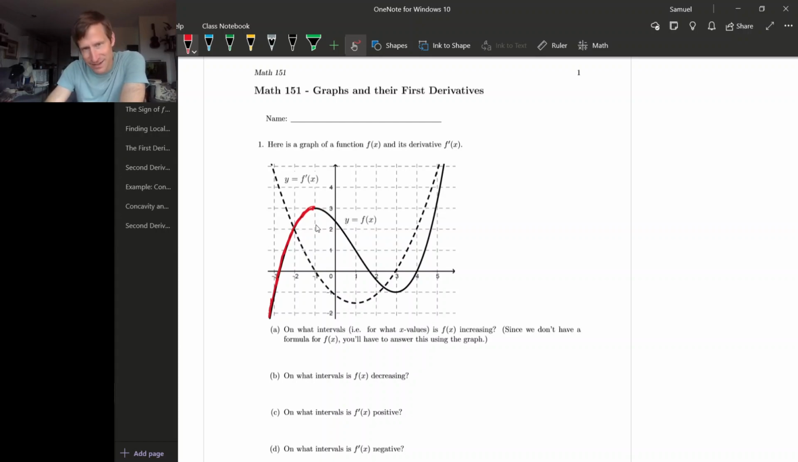So then it's going down all the way to this bottom spot here, and then it turns around and starts going up again as we move to the right. So here it's increasing more, all the way to the end there.